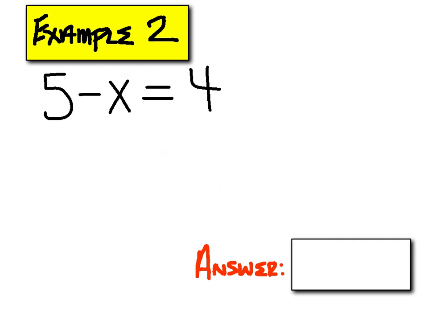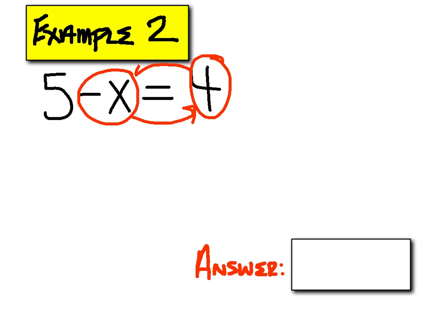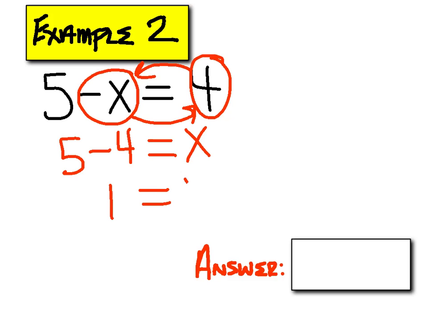That's our answer. For example 2, we have 5 minus x equals 4. So we're going to do the same thing. We want to make our x positive, so we bring this over here, and we bring our 4 to this side. So we've got 5. We have a +4 on the right side. When we bring it to the left side, we'll have a -4 is equal to x. 5 minus 4 is equal to 1. So our x is equal to 1.